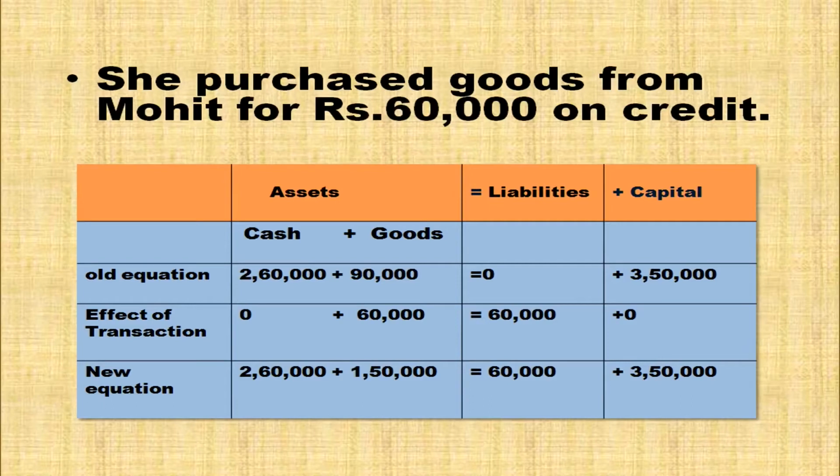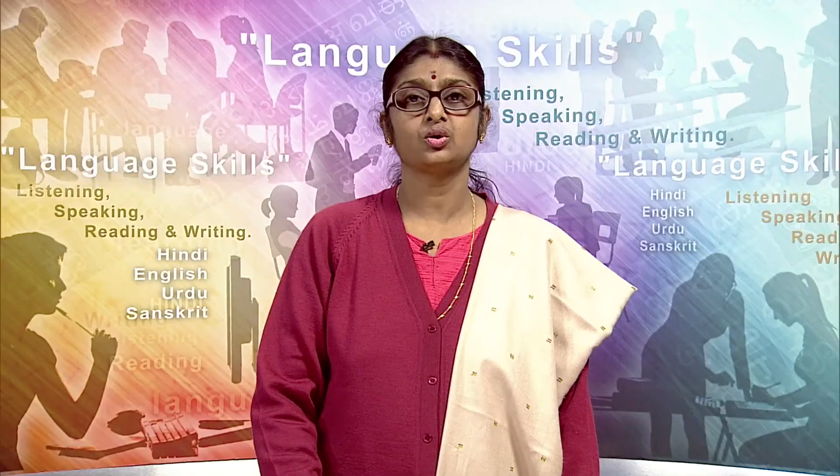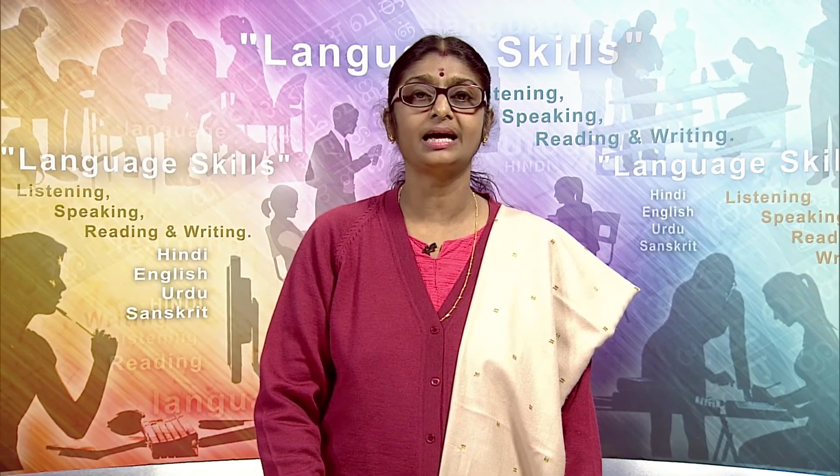Purchased goods from Mohit for rupees 60,000 on credit. It is a credit transaction. So goods are coming inside the business. Under assets you have already opened a column for goods, so in the goods column you have to add 60,000. Here creditors increased, so under liabilities you can open a column for creditors, and in that you have to add 60,000. Here also the accounting equation is satisfied. That is, cash balance of 2,60,000 plus goods increased 90,000 plus 60,000, 1,50,000. So assets equal 4,10,000, and liabilities 60,000 plus capital 3,50,000. So 4,10,000 on the asset side and 4,10,000 on the liability side.